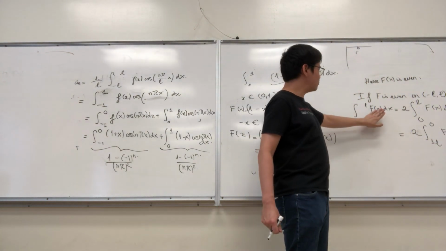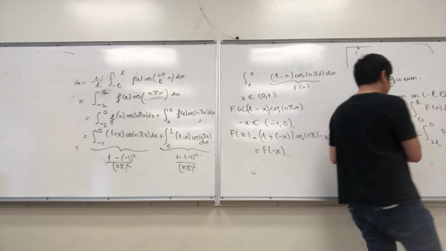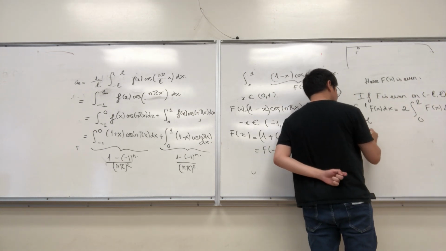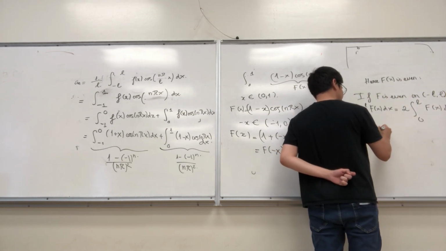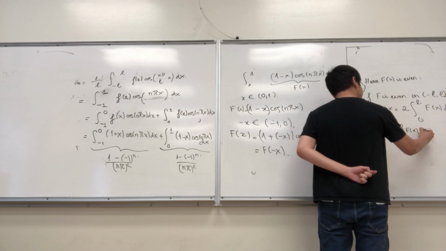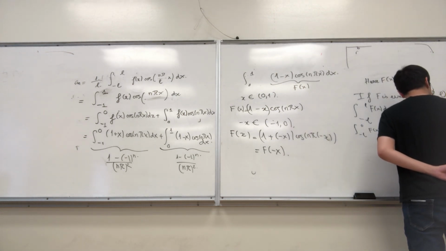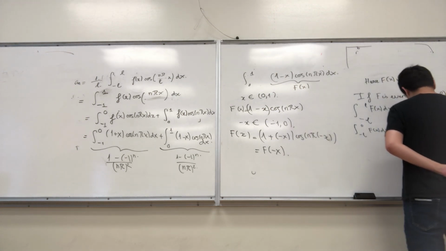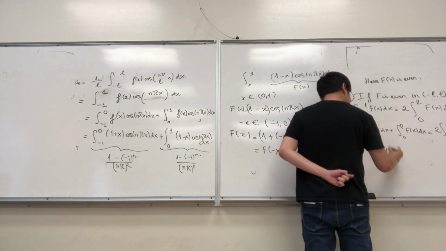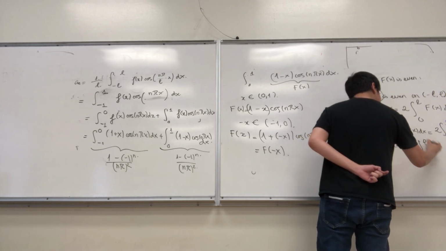But this is provable, right? So to see the second identity, you're going to see the following. The first one means that you have the integral from 0 to L of f of x dx plus the integral from 0 to L of f of x dx is 2 times the integral from 0 to L of f of x dx, and this means that the integral from minus L to 0 of f of x dx is also the integral from 0 to L of f of x dx.